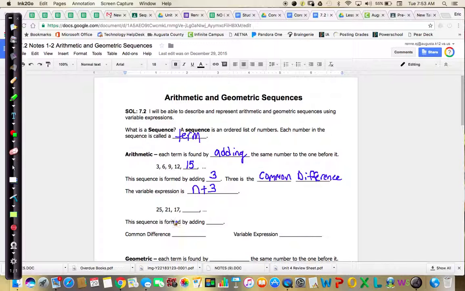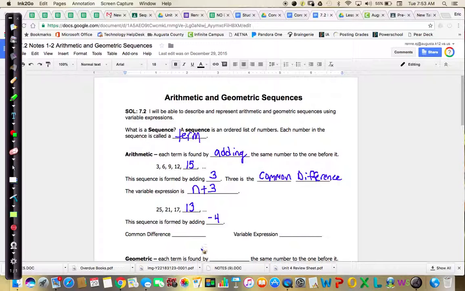Okay, moving right along here. You see 25, 21, 17. The next number would be 13 because hopefully you notice that the numbers are going down by 4. So if they're going down by 4, this sequence is formed by adding -4.